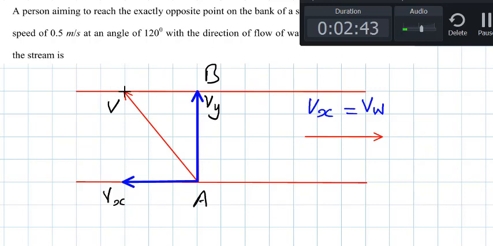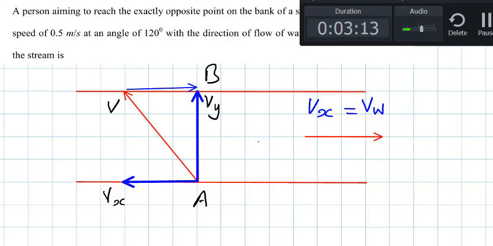That means you can see if you draw the vector of water's velocity, that will be in the opposite direction, and that must be equal in size. So the angle should be such that the water velocity and his component vx have the same size. You can see it from the diagram. Then that will cancel. Then he will have only the vertical component of his velocity, the y component. Due to the y component, he can go from A to B.